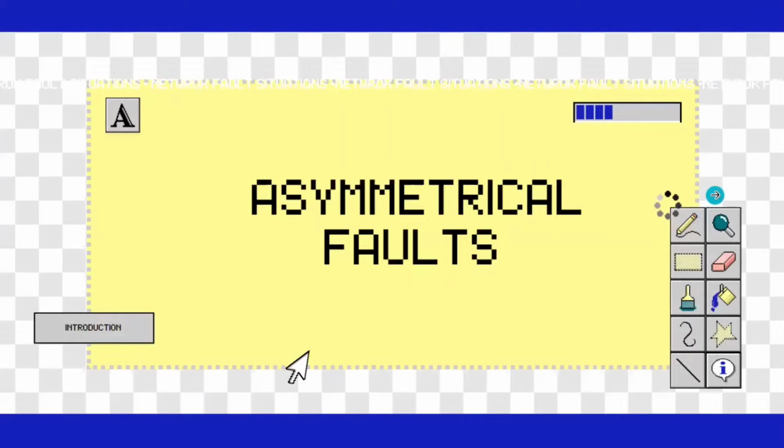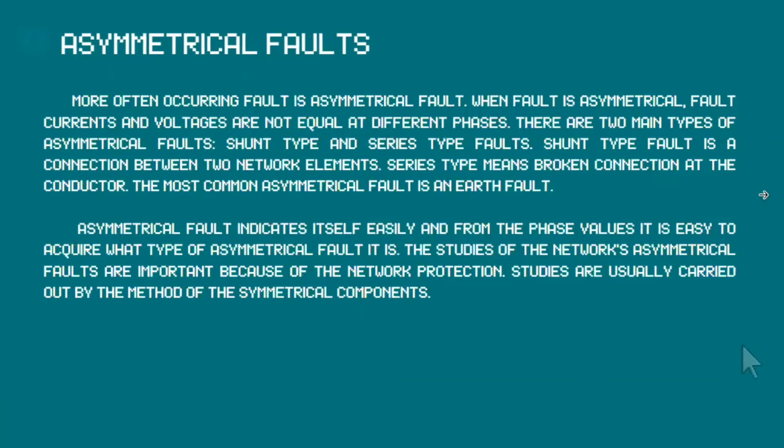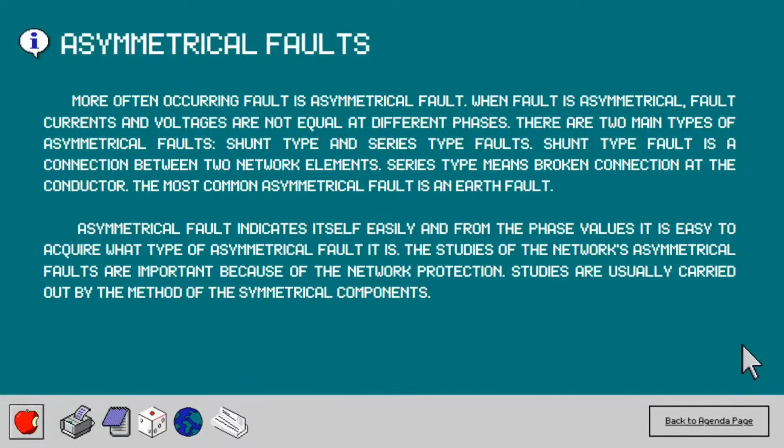Moving on to the second one, we have the asymmetrical faults. The more often occurring fault is the asymmetrical fault. When a fault is asymmetrical, fault currents and voltages are not equal in different phases. There are two main types of asymmetrical faults, the shunt type and the series type faults.